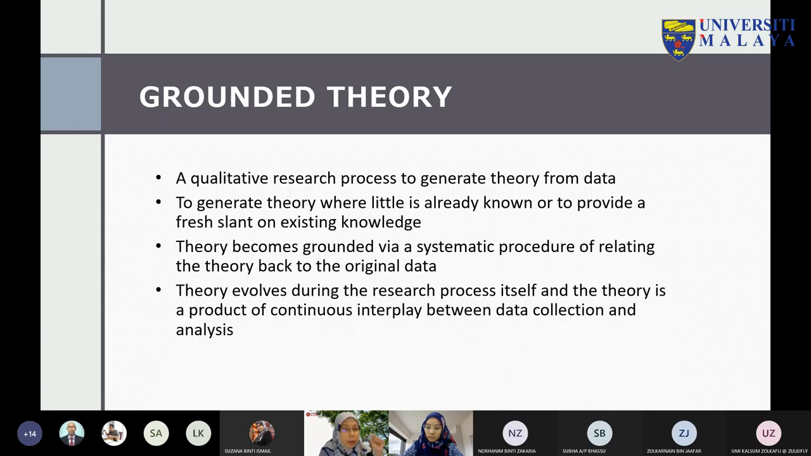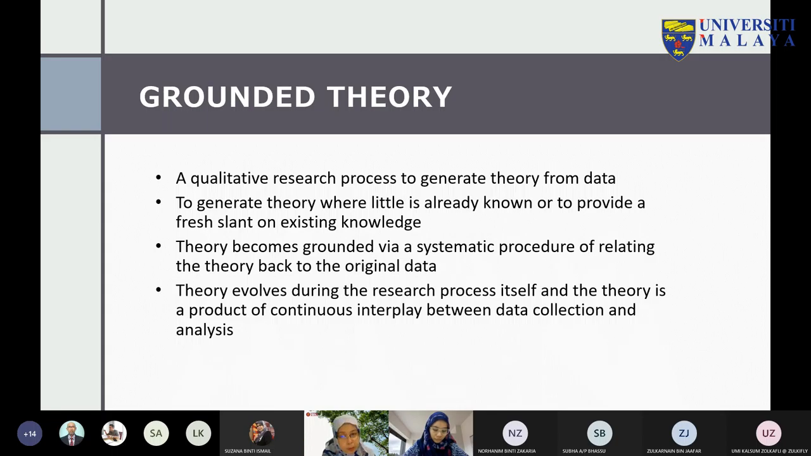Grounded theory is also applicable and can be used with qualitative data. It is a qualitative research process to generate theory from data. What is important is how the analysis process took place. It is not just the theory, but how you finally ground that theory, the process of your analysis, showing significantly how the information is finally grounded as a theory. So the process of analysis is a significant thing to show.